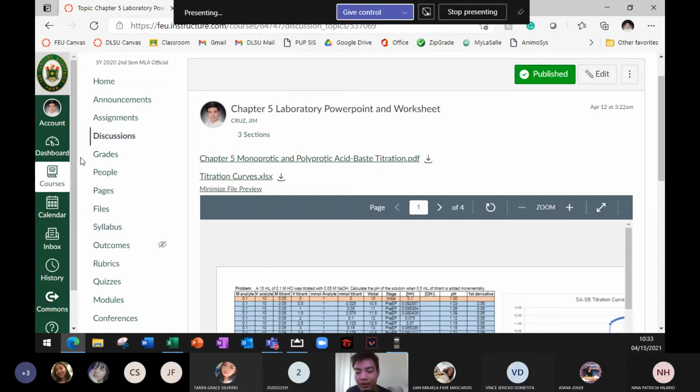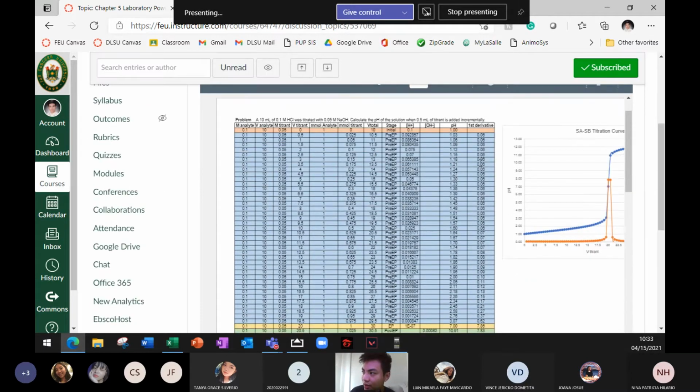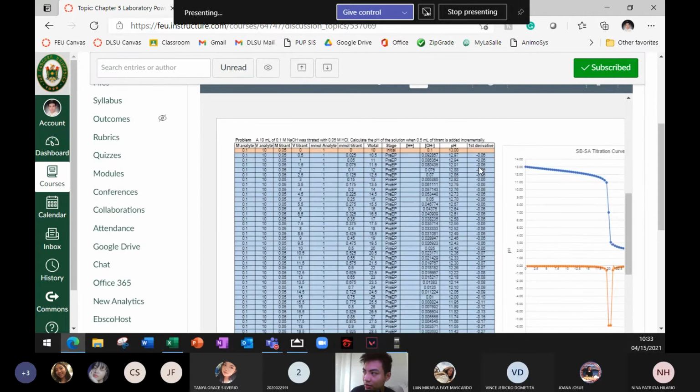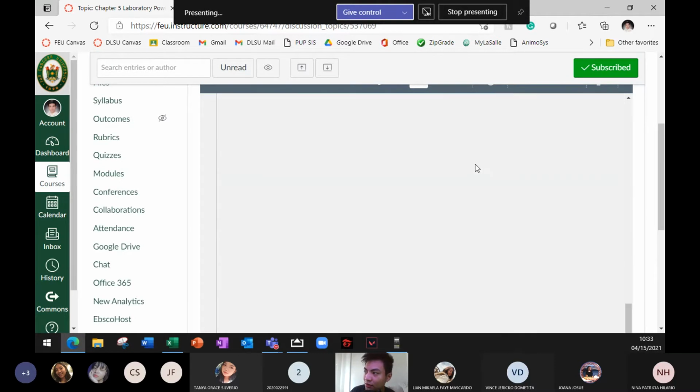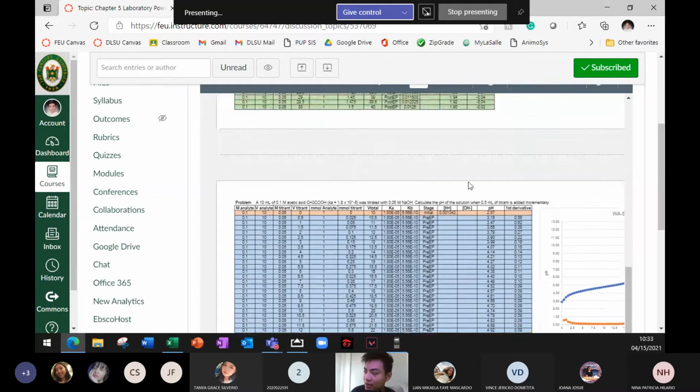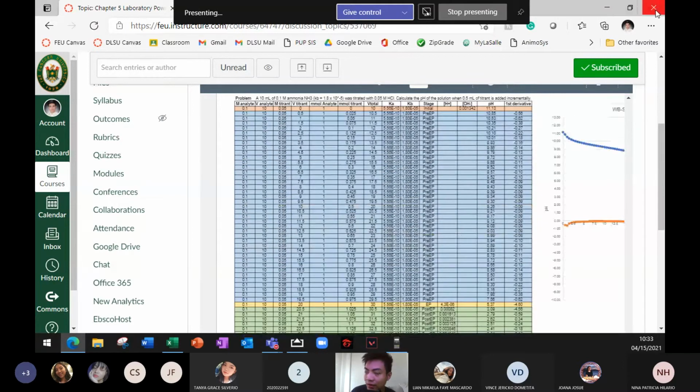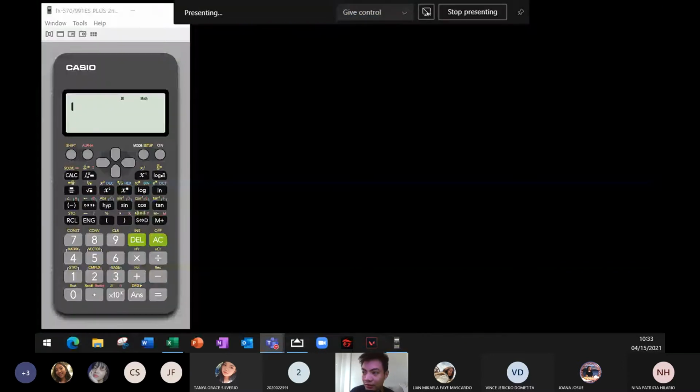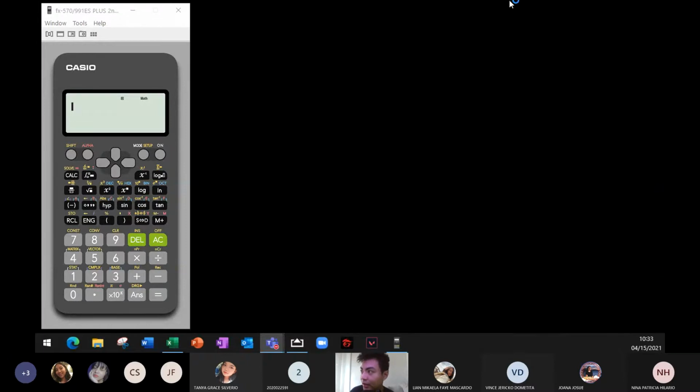Although magbibigay pa ako ng worksheets by the weekend, para mas masanay tayo. Okay, so yun lang. Nag-upload ako dyan ng Excel file. You have the strong acid, strong base, strong base, strong acid, weak acid, weak base, and weak base, strong acid. Okay, so align natin yan sa discussion natin later.